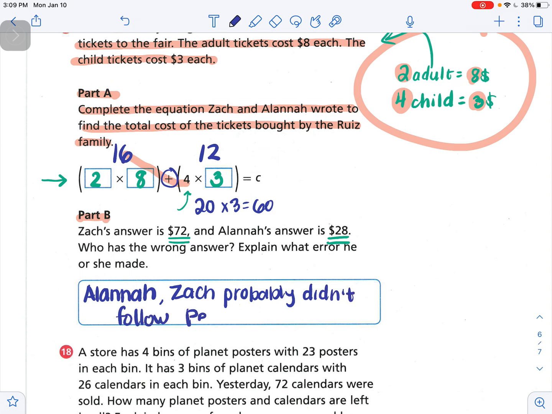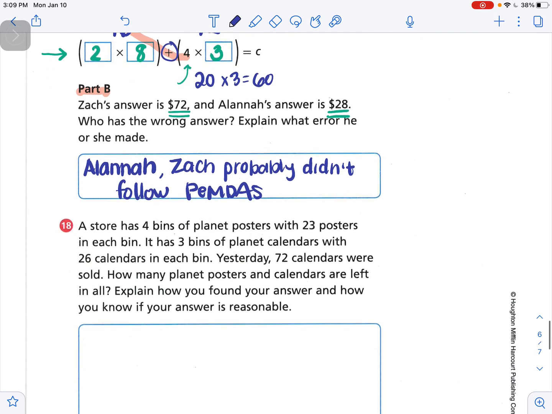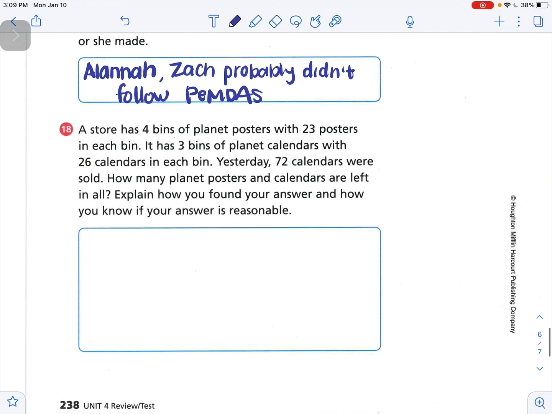PEMDAS. Now we know that Zach in our class always follows PEMDAS. So this is a bad example in general, right, Zach? Wink on you.